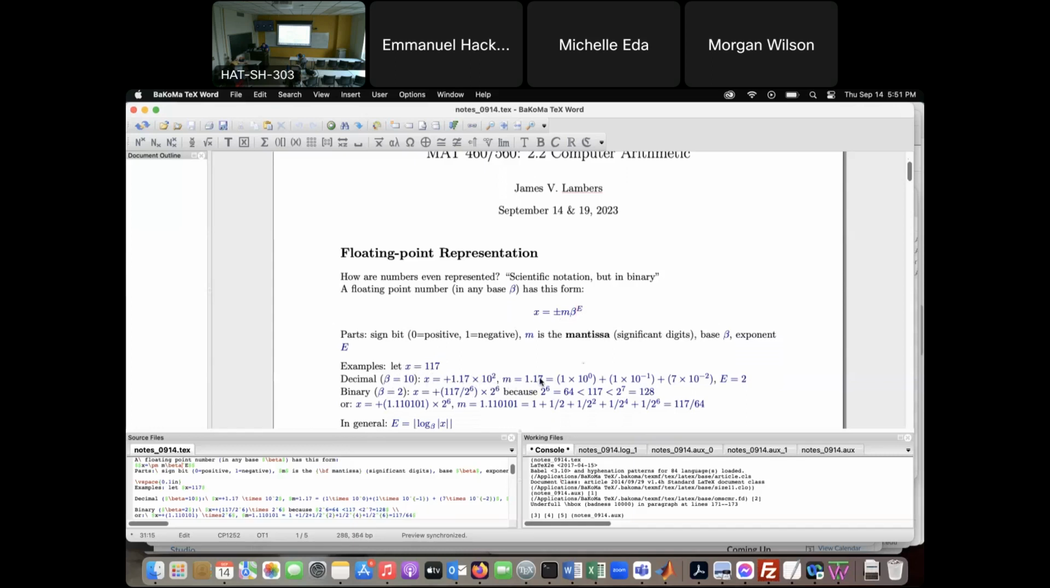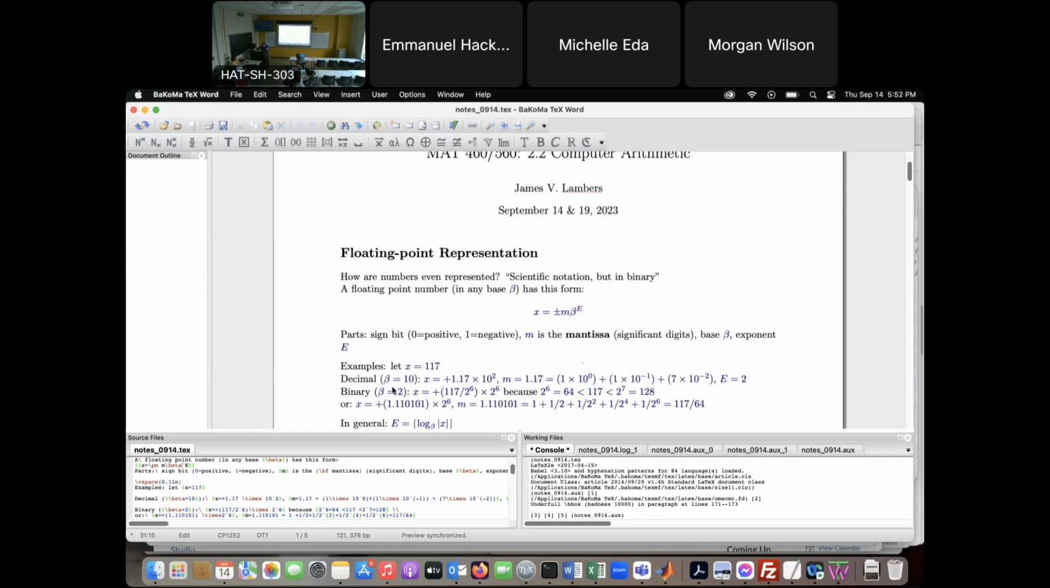The mantissa consists of 1.17, which we naturally interpret, without even thinking about it, as 1 times 10 to the 0 plus 1 times 10 to the minus 1 plus 7 times 10 to the minus 2. So these digits are all associated with non-positive powers of the base. That's important to keep in mind for doing the same in binary. The mechanism is the same, but because we're not accustomed to binary, we have to think through it.